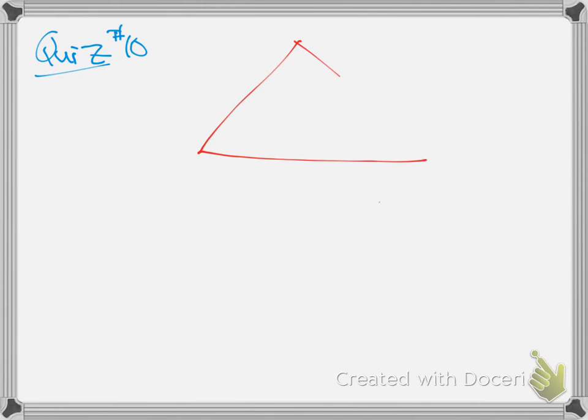Let's talk about it. So this is the quiz question, quiz number 10. And that map, let's draw that little map here. Like that, and then right in the middle, it's A, B, C, and D.